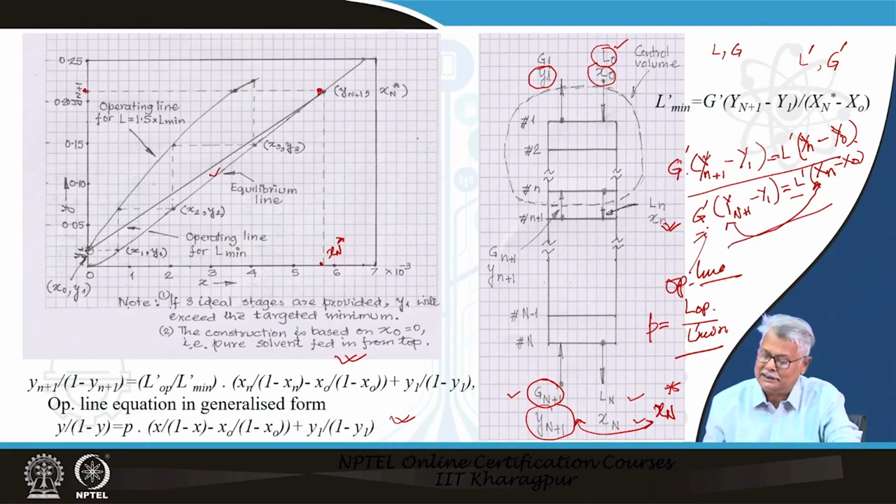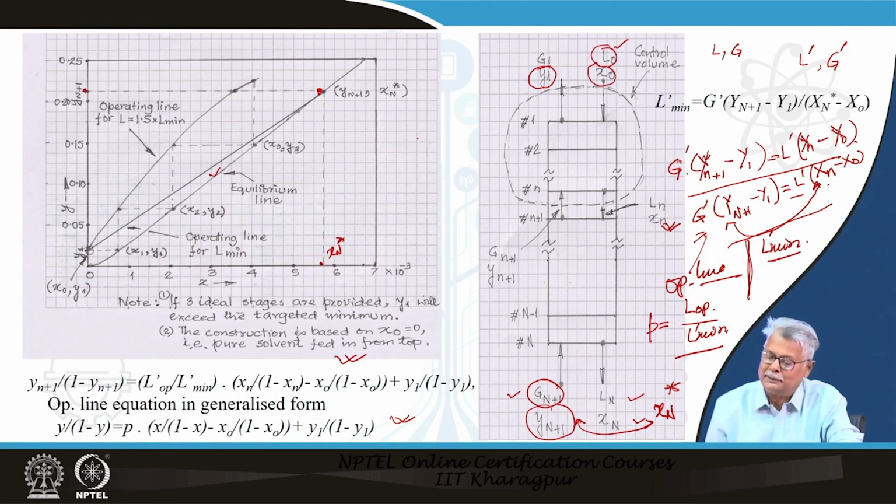In this G dash is same. My L dash this time is L dash min, and here all parameters are known, and this Xn is basically Xn dash. So it's possible for us to find out the only unknown parameter in this particular equation, utilizing the same equation or the solute balance, which is basically L dash min.